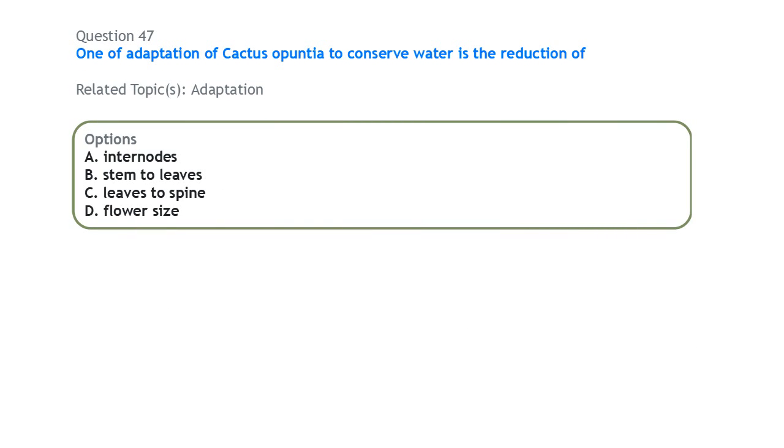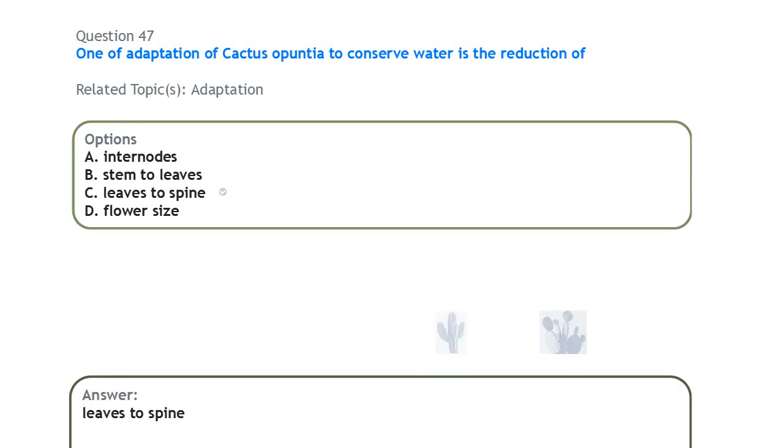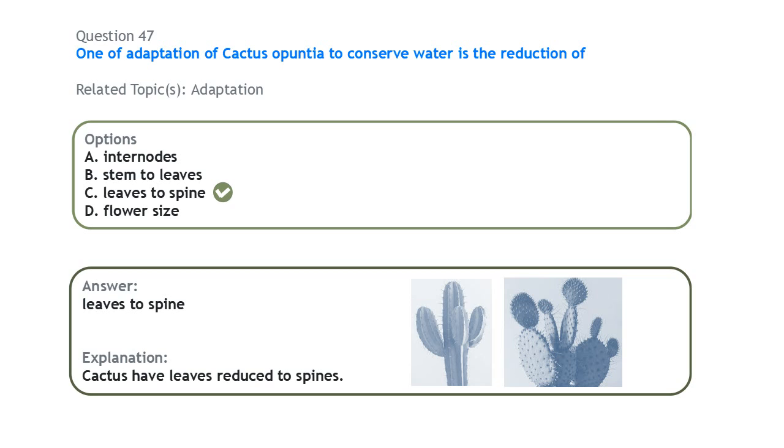Next, also on adaptation. One of the adaptations of cactus or opuntia to conserve water is the reduction of leaves. So the cactus plant has leaves reduced to spines. This is one of the adaptive features in some xerophytes, some desert plants, that helps them to conserve water, to reduce the rate of transpiration. Transpiration is a process in plants by which they lose water. So one of the ways of reducing that rate of transpiration, or the amount of water that is lost in that process, is having leaves reduced to spines.